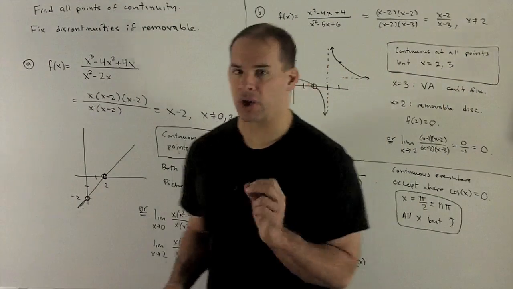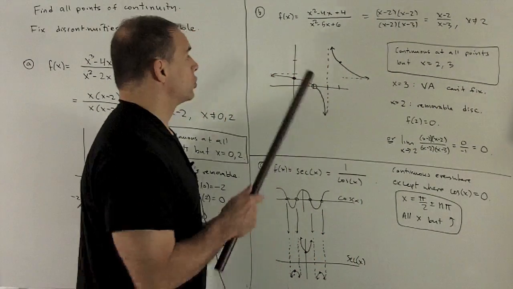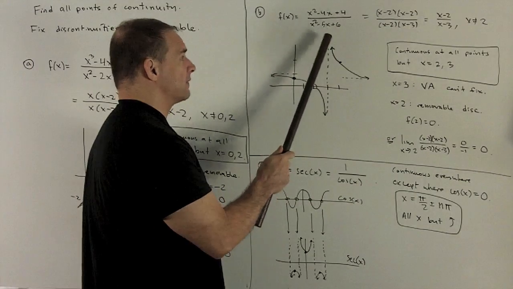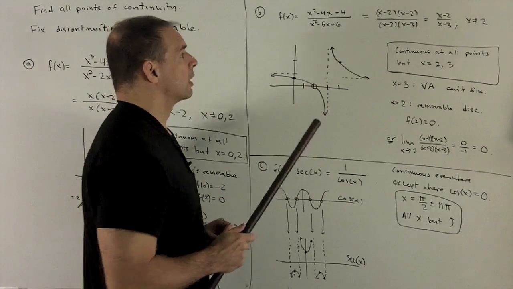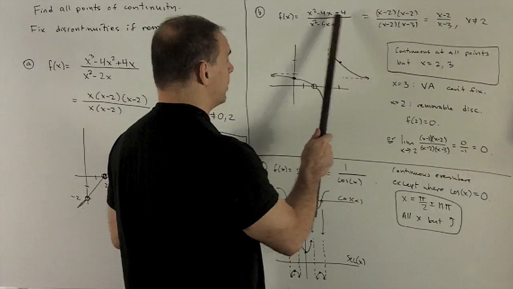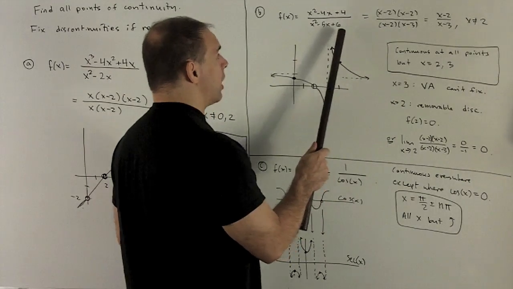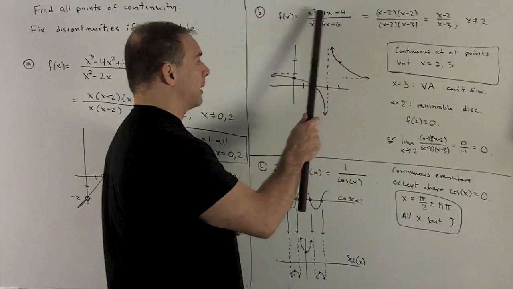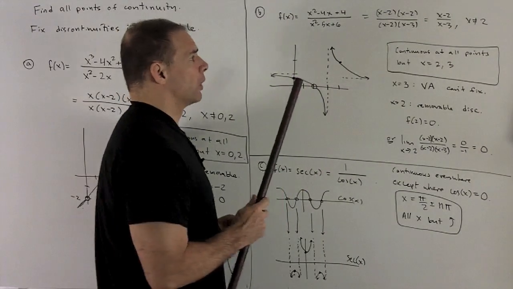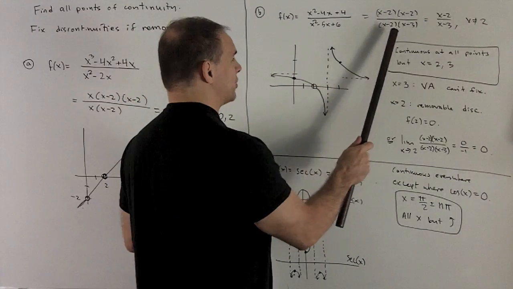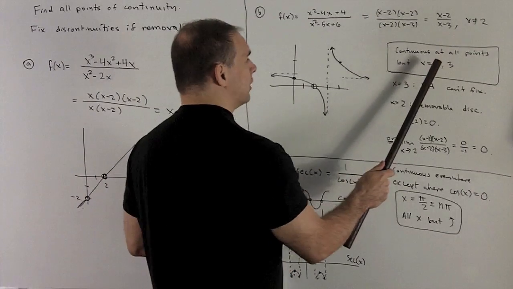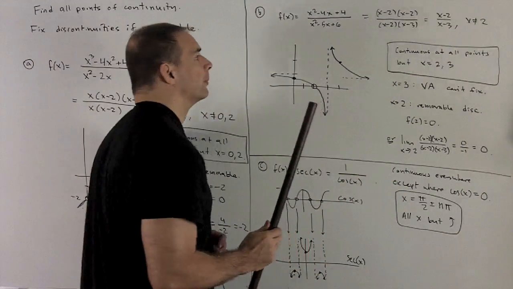Okay, let's try another one. Try f of x equal to x squared minus 4x plus 4 over x squared minus 5x plus 6. So, again, we apply our rule for rational functions. It's going to be continuous at all points except where we're dividing by 0. So I'll factor the bottom and get x minus 2, x minus 3. So I know we're continuous everywhere except x equal to 2 or 3.